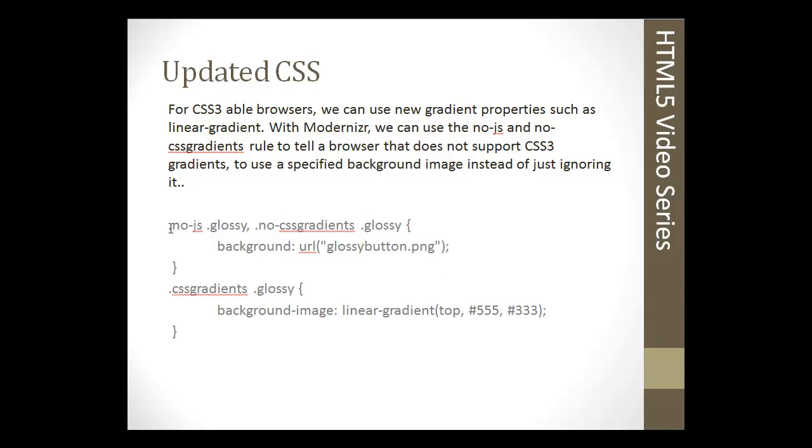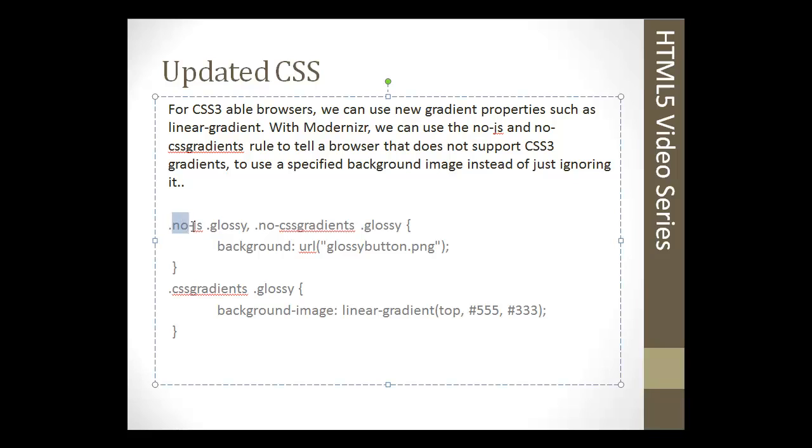Now you saw a couple of slides back we added the no-js class to the HTML tag, and this is what would happen if the browser didn't accept the new CSS3 gradient properties or selectors, and it would just have a background image. You would have to create a glossy image or a gradient image, and it would just default to that.